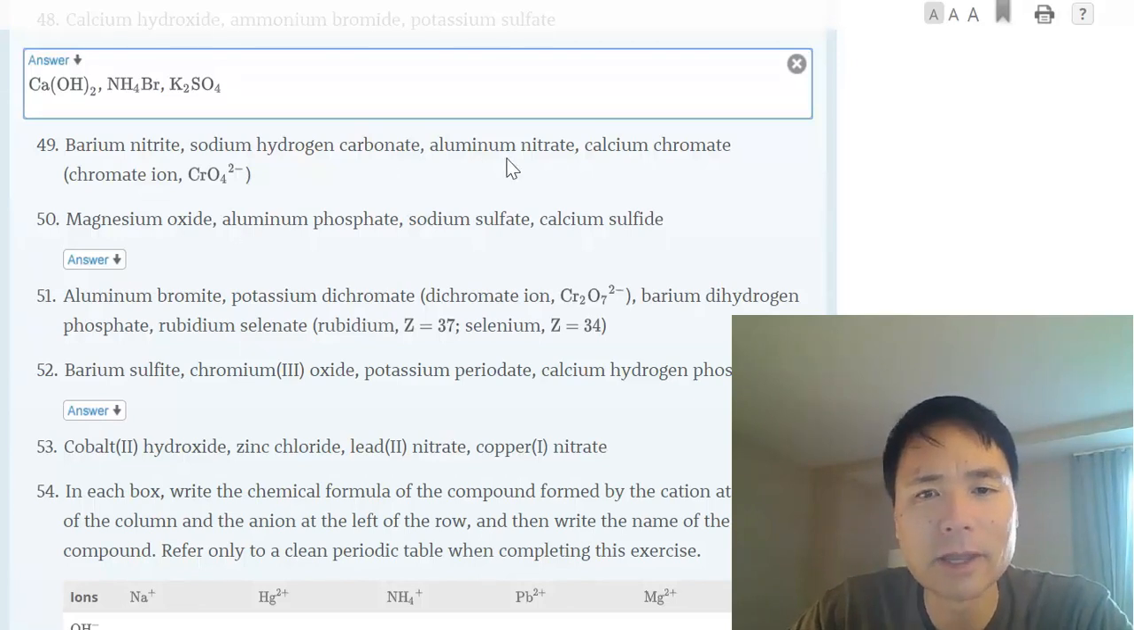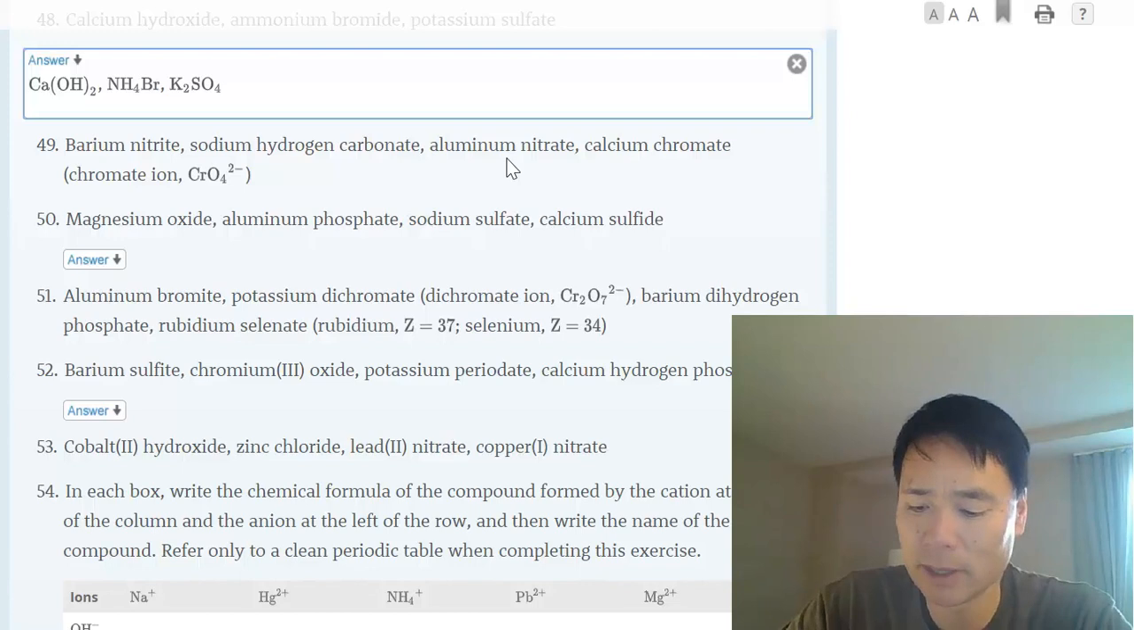Okay, aluminum nitrate. Aluminum's fixed charge, 3 plus. We'll need 3 nitrates to that. So let me just write Al(NO3) taken 3 times. That'll be it here. Calcium chromate.